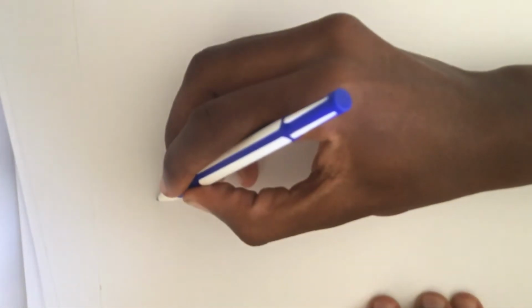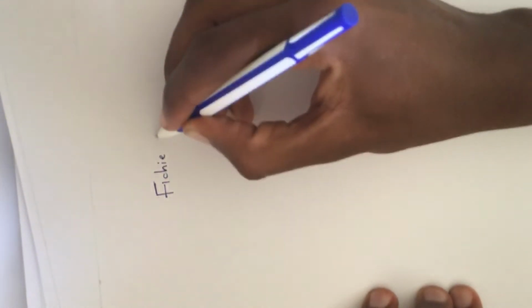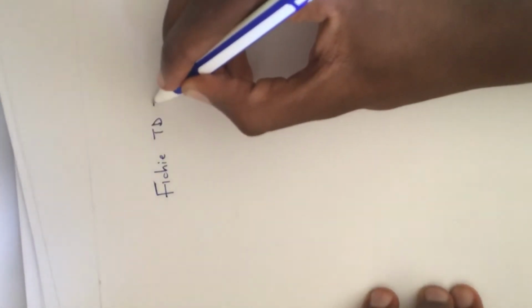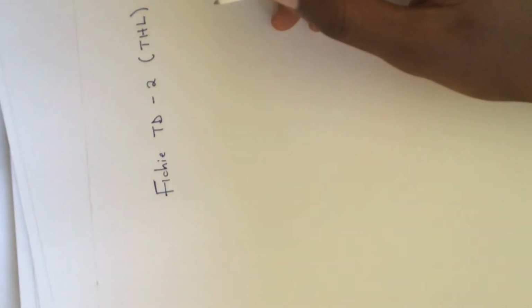Okay, so I'm going to be discussing Fichie 2, that is Fichie 2 THL. Now, the reason why I don't think I should discuss Fichie 1 is it is almost useless. When you look through the questions of the exams, you're going to see that most of the questions come from Fichie 2, 3, and 4. So Fichie 1, I think I'll gloss over it.